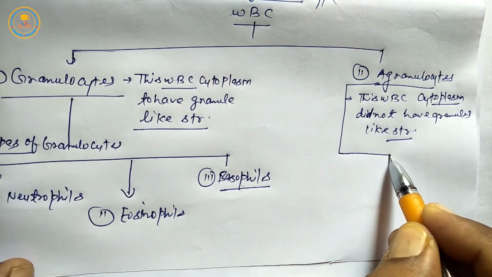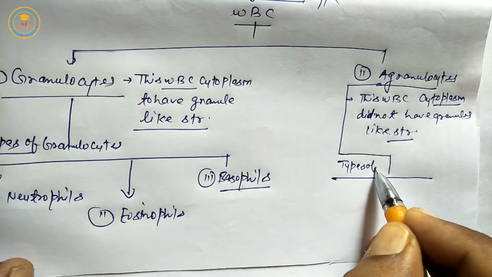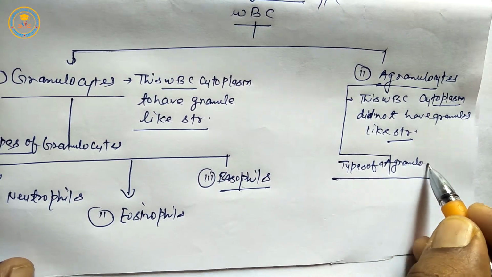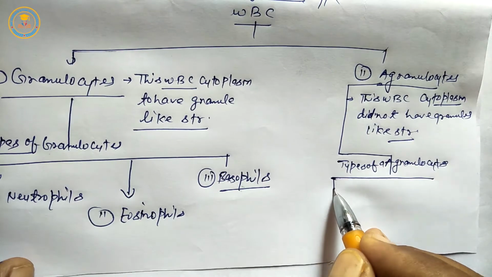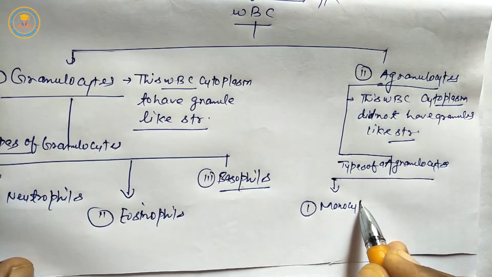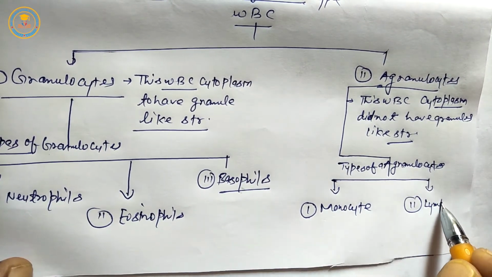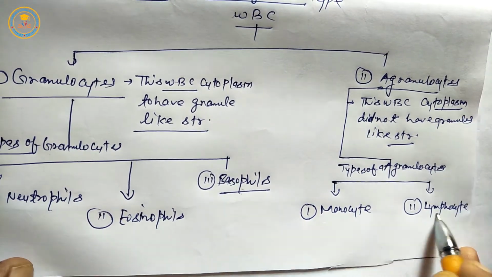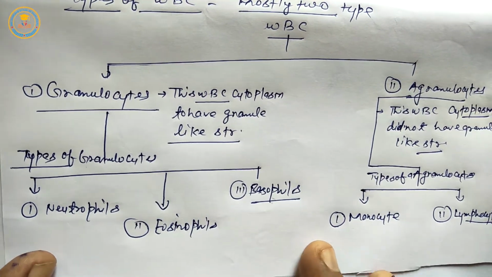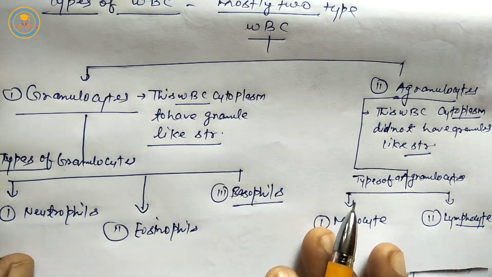Next, types of agranulocytes, mostly 2 types. First is monocyte, second is lymphocyte. It means mostly 5 types of WBC: neutrophils, eosinophils, basophils, monocyte and lymphocytes.